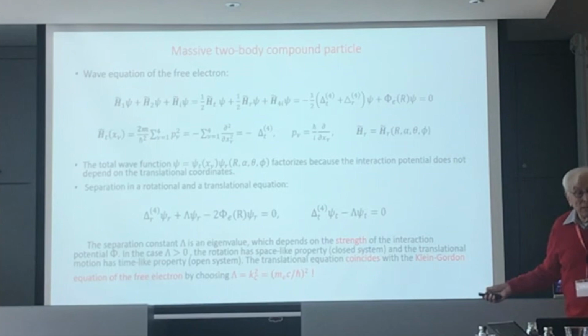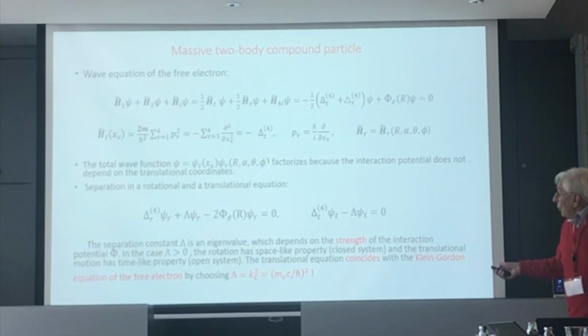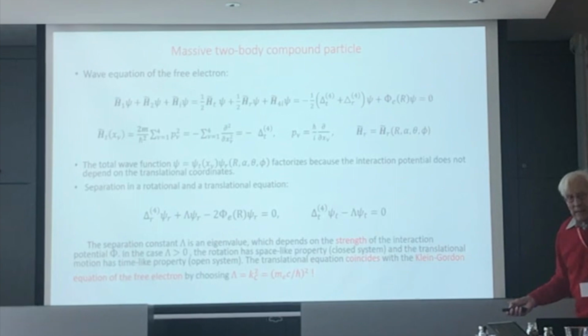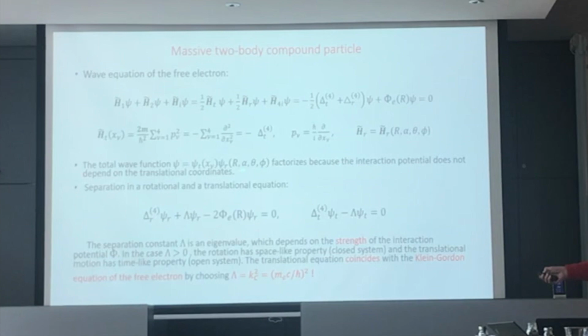In three dimensions, we would have A and only theta and pi. So now I can separate the differential equation and look at it. I get two equations, one for the rotation, and I separate them using the so-called Bernoulli separation. I get now, and this is a separation constant. And now this is translation.